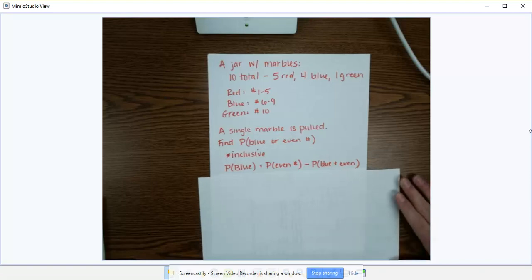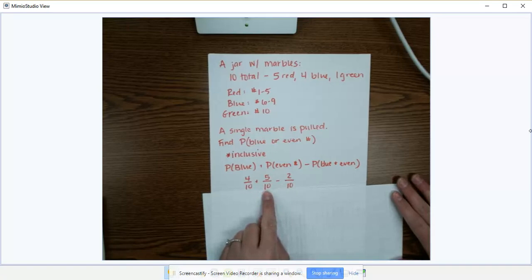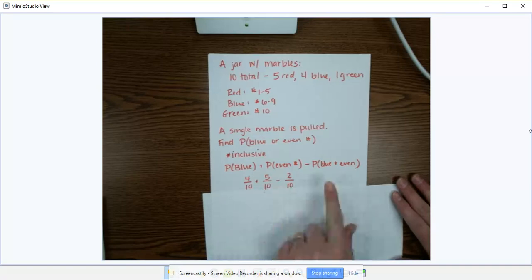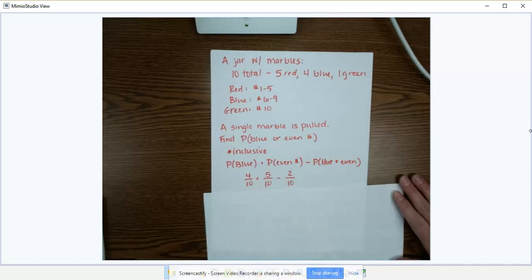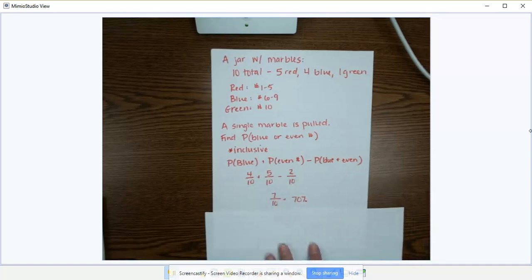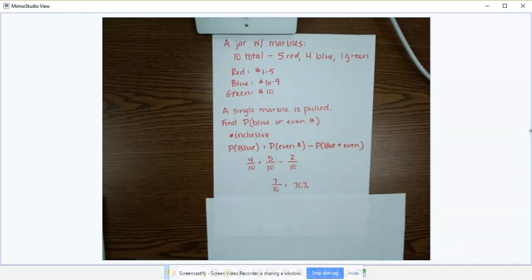So probability of blue would be 4/10, probability of an even number would be 5/10, and then blue and even would be both the number 6 and number 8. So we have to subtract those 2/10. That'd give us 9/10 minus 2 is 7/10. So there's a 7/10 probability that you would pull a blue or an even number.